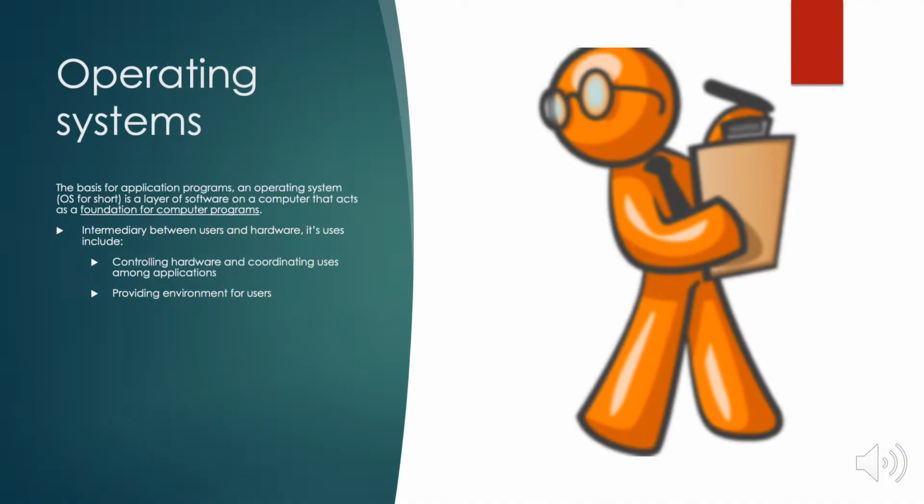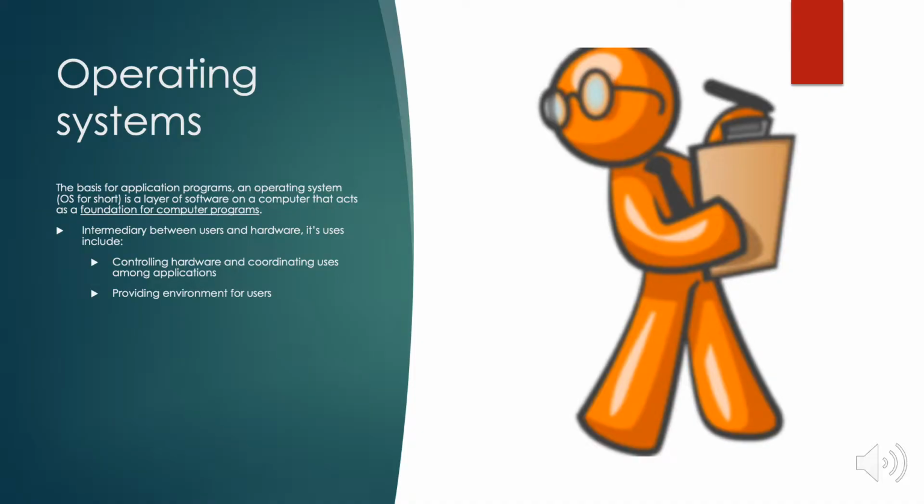Operating Systems. The basis for application programs, an operating system, or OS for short, is a layer of software on a computer that acts as a foundation for the computer program. There are several different types of operating systems depending on what you're using it for, which applications you want to use, how you want to manipulate and control data. It's all based on the operating system.